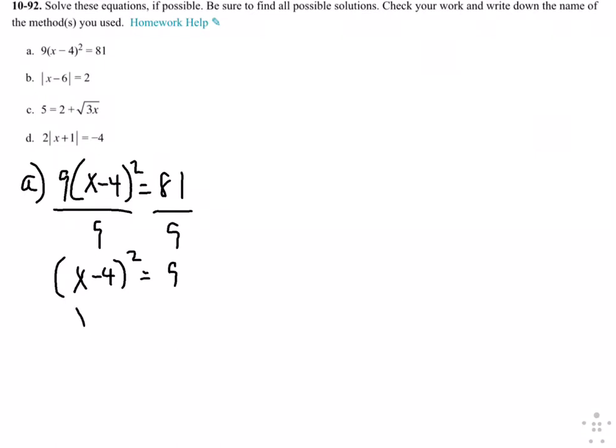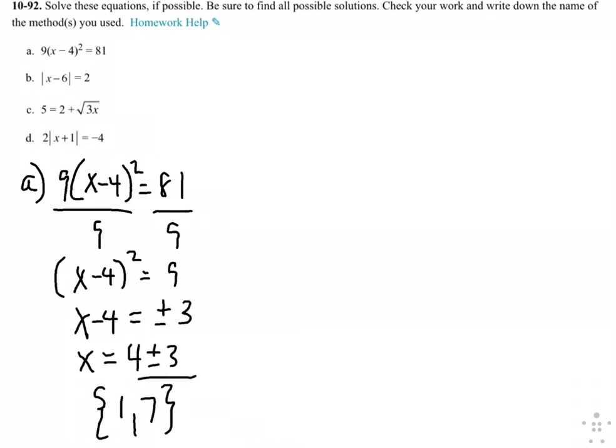I'll take the square root of both sides. x minus 4 equals plus or minus 3. Remember, square root is positive or negative. And add 4, so it's 4 plus or minus 3. So 4 plus 3 is 7, and 4 minus 3 is 1. So the solution set is 1 and 7.